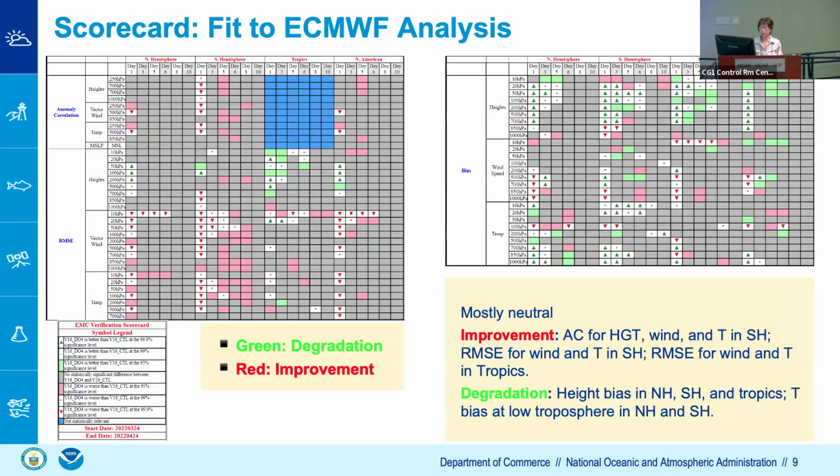So this is scorecard fit to ECMWF analysis. Because this is a data denial experiment, green means degradation and red means improvement. So it is good to see those red triangles over here. This is especially significant in Southern Hemisphere for anomaly correlation, RMSE, especially for wind and temperature. But for bias, especially the geopotential height, it is quite challenging in both Northern Hemisphere, Southern Hemisphere, and tropics.